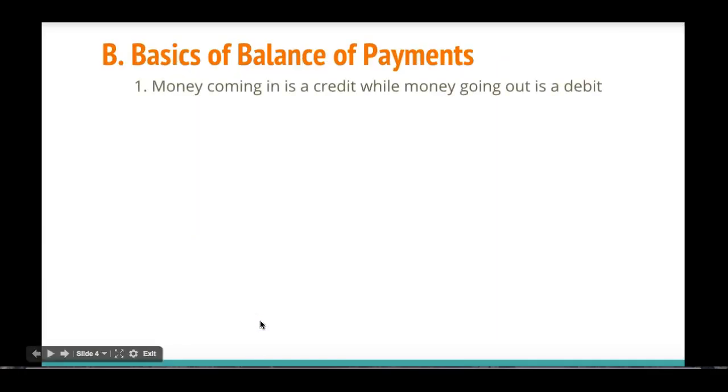Now, basics of how this actually works. Money coming in is always seen as a credit, and money going out is always seen as a debit. If you are in an accounting class, it's no different than accounting. Anytime, for example, we're talking about money coming into the country. So, for example, if we're talking about imports and exports, which one would be considered a credit, money coming in?